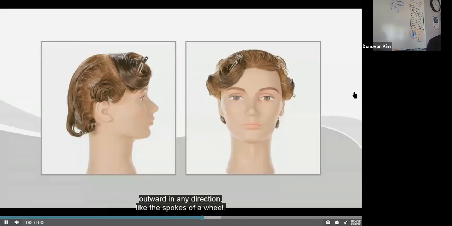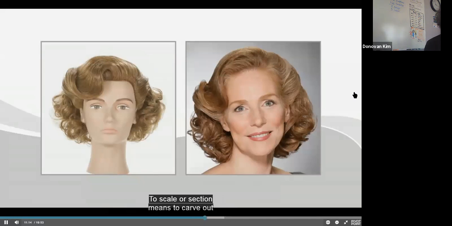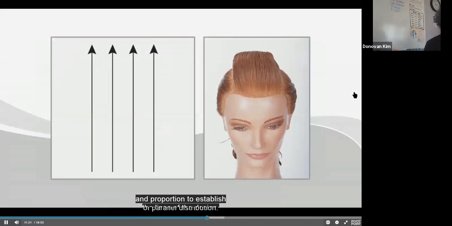After the hair is molded into the lines of the design and prior to applying the tool of choice, the hair is sectioned or scaled. To scale or section means to carve out shapes in the proper predetermined size and proportion to establish the lines of the design. Rectangular shapes consist of parallel distribution. Once the shape is molded, a tail comb is used to scale the shape according to the size desired.